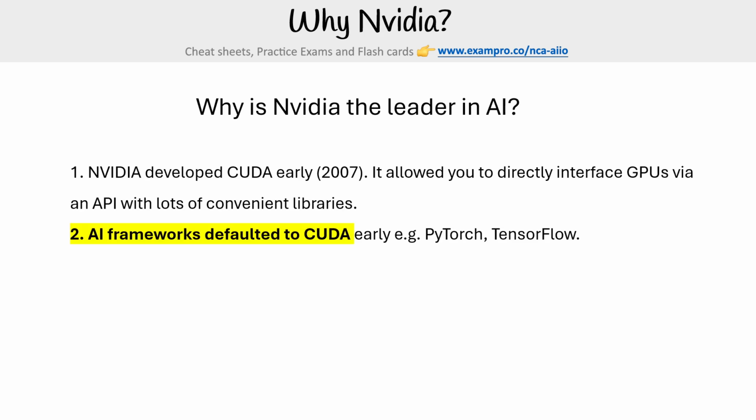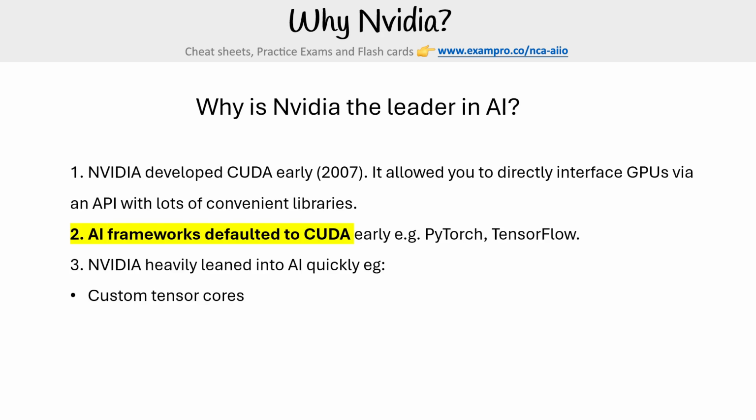And so when the AI frameworks wanted to leverage GPUs, the CUDA framework became the default for when PyTorch was created, when TensorFlow was created, these big machine learning frameworks that everything was built on top of. And so that just kind of cemented NVIDIA graphics cards as the de facto, or CUDA as the de facto for developing this stuff. And so the other thing is that NVIDIA just heavily leaned into AI quickly. They had custom tensor cores, they supported early FP16, BF16, so lots of things like that.